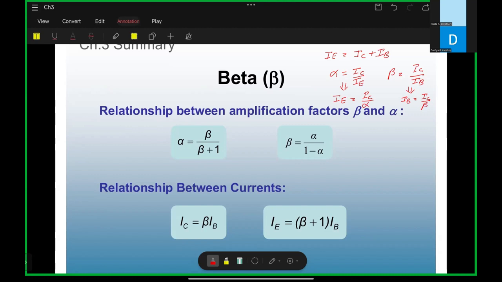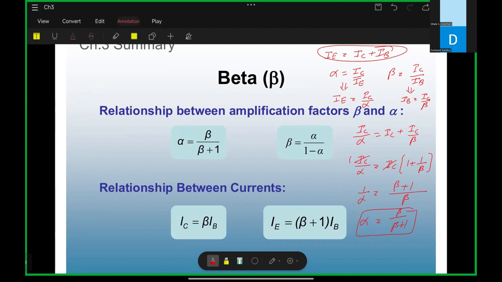And I plug this value into the first equation. So IE can be replaced by IC upon alpha, which is equal to IC as it is, plus IB replaced by IC upon beta. So we can take IC common from the right hand side. If you take the IC out, that will be 1 plus 1 upon beta. So this IC will cancel out. So what we got, 1 upon alpha is equal to, when you take the LCM, beta plus 1 over beta. Now reverse this one, alpha is going to be beta upon beta plus 1. So this is the relation between alpha and beta.